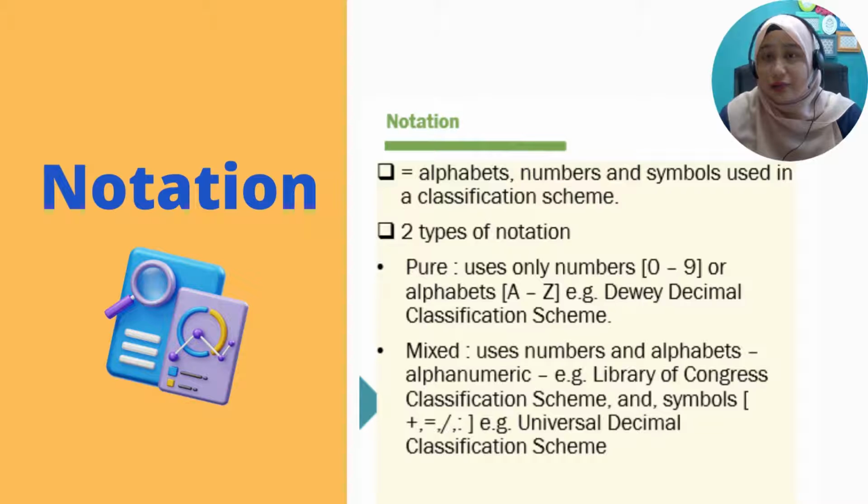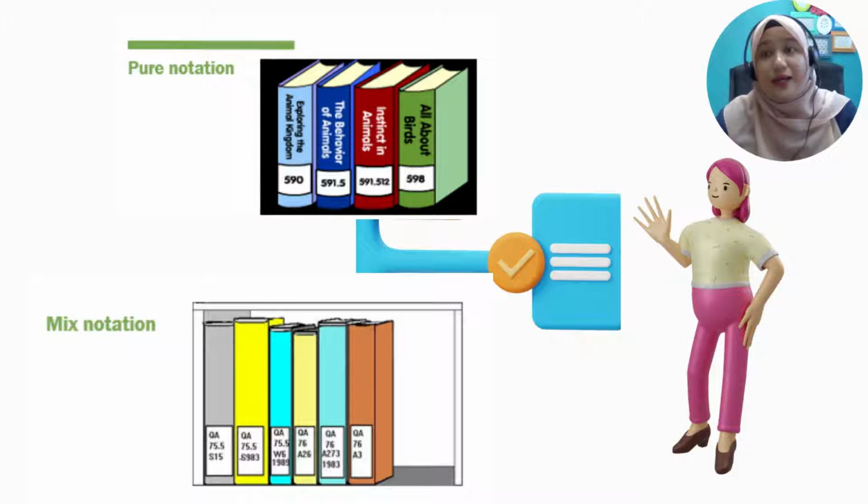Before we proceed with the Library of Congress and Dewey Decimal Classifications, let's look at notation. Notations are used to represent subjects and can differ according to the classification scheme. Notations consist of alphabets, numbers, and symbols used in the classification scheme. Two types of notations can be found: pure notation and mixed notation. Pure notations use only numbers or alphabets. Mixed notations use numbers and alphabets, what we call alphanumerics. This slide shows you examples of pure notations and mixed notations. Hopefully, you are able to understand and distinguish between these two types.